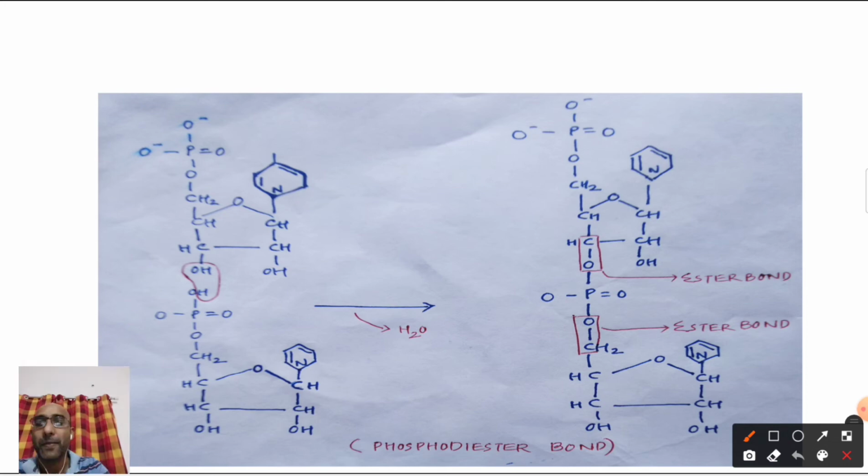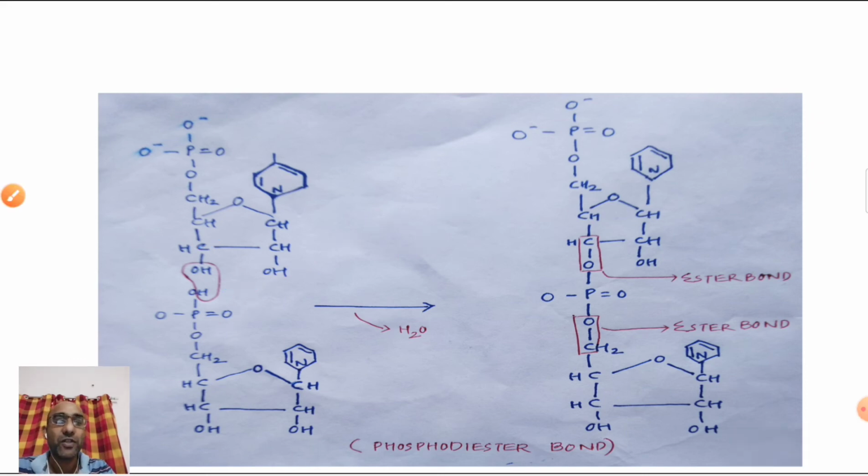ester bond. Okay. How? The OH group attached to the third carbon atom. This one is the third carbon atom. Got it? It is the OH group attached to the third carbon atom. It reacts with the OH group or hydrogen atom present in the phosphate group to form the ester bond. Got it? Water goes out. Now the ester bond is formed here. As you can see in the next picture, the ester bond is formed here.